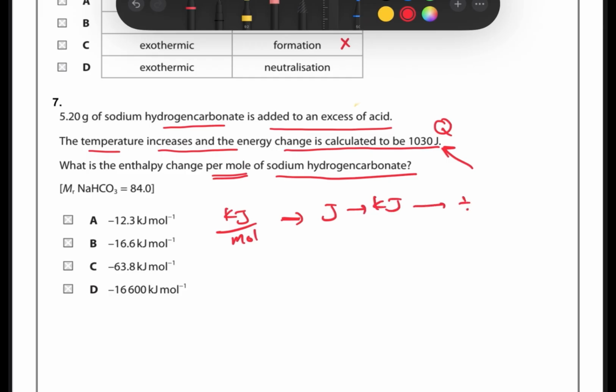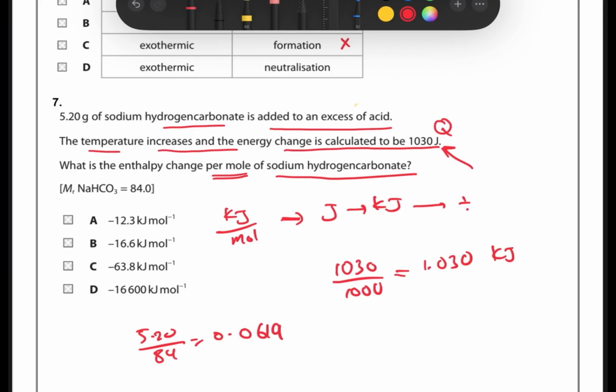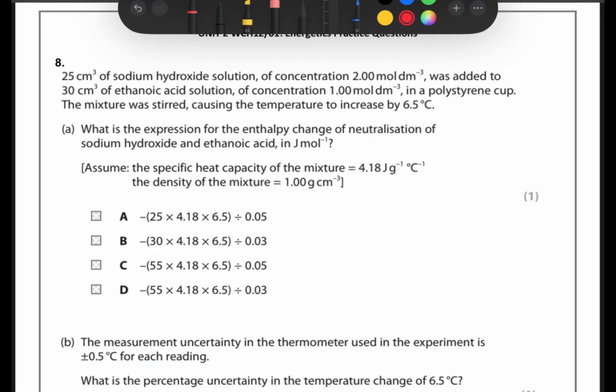So we can say 1030 divided by 1000, and then it's equal to 1.03. This is in kilojoules, but since it has to be per mole, we need to calculate the moles of sodium hydrogen carbonate, and the moles are equal to 5.20 over 84. So the answer is equal to 0.0619. So we divide this here, 1.03 over 0.0619, and the answer is equal to 16.63. And since it's exothermic, it has to be negative. The answer is B.